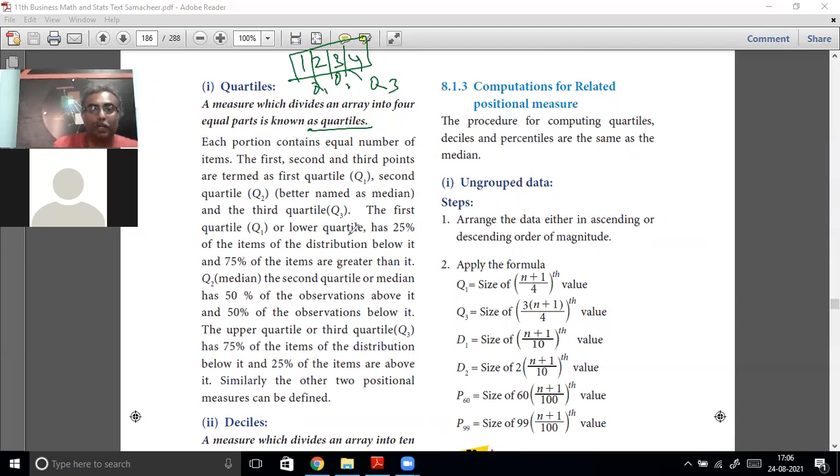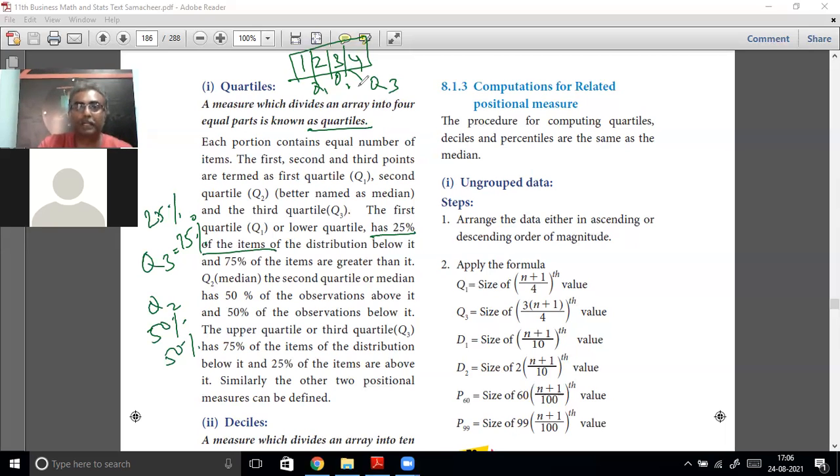The first lowest quartile will have 25% of the items, and the array la 25% of the items இருக்கும். Q3 will have 75% of the items. Okay. Q2 will have 50% of the items below it and 50% above it. Okay. Q3 will have 75% below it and 25% above it, like that.